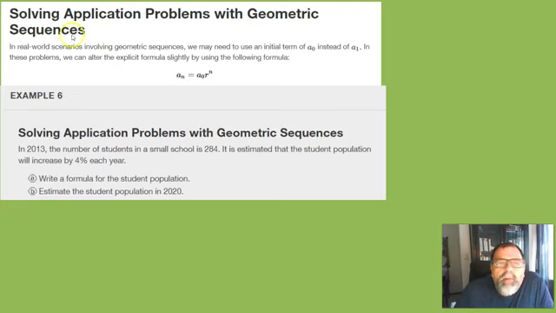Solving application problems, geometric sequences. In real-world scenarios involving geometric sequences, we may need to use an initial term of a sub 0 instead of a sub 1. In these problems, we can alter the explicit formula slightly by using the following formula: a sub n is a sub 0 times r to the n. Okay, so example 6. In 2013, the number of students in a small school is 284. It is estimated that the student population will increase by 4% per year.